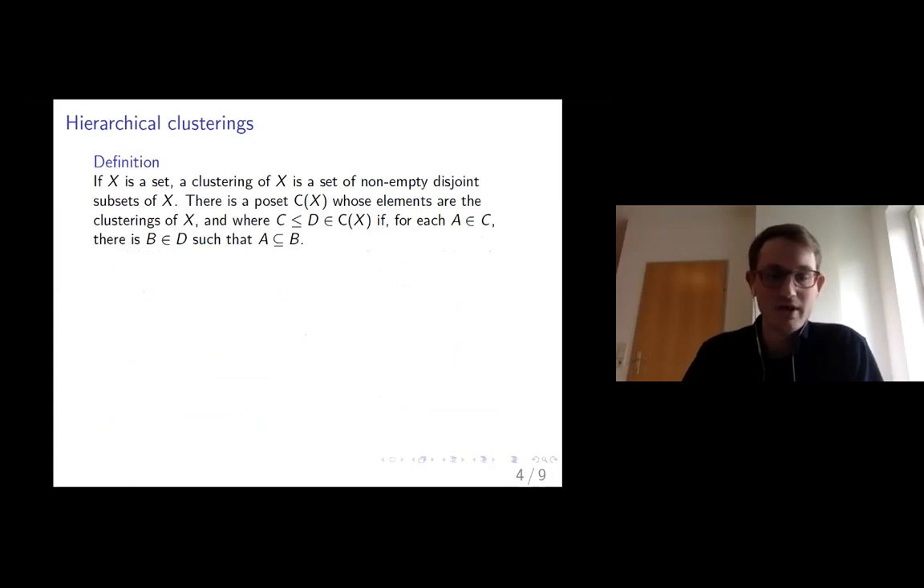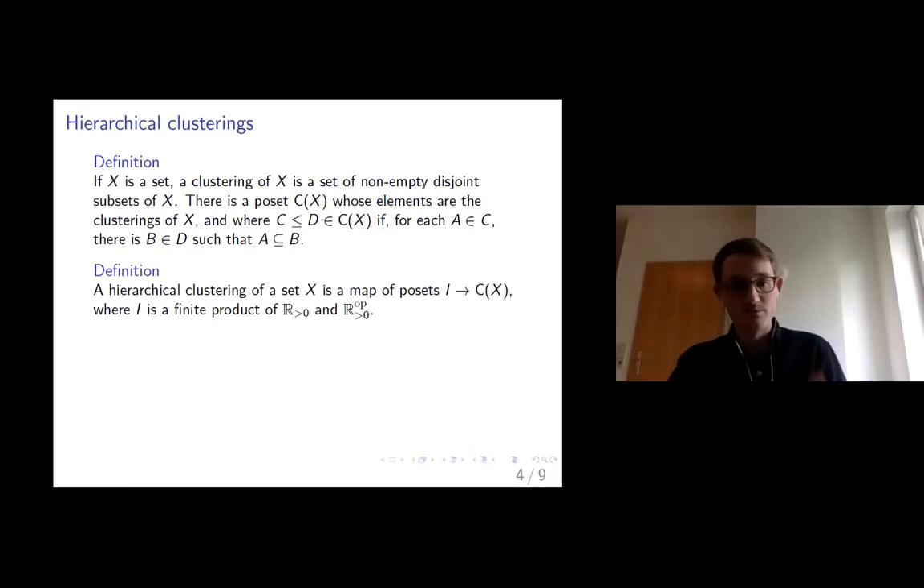Okay, so I've been using the word hierarchical clustering, and I'll quickly say what I mean by that. So here's the first definition. If X is a set, a clustering of X is just a set of non-empty disjoint subsets. So in particular, I don't require it to be a partition. There is a poset of these clusterings. The set of all clusterings is partially ordered by the refinement relation. So we say C is less than or equal to D if for each cluster A in C, there is a cluster B in D with A contained in B.